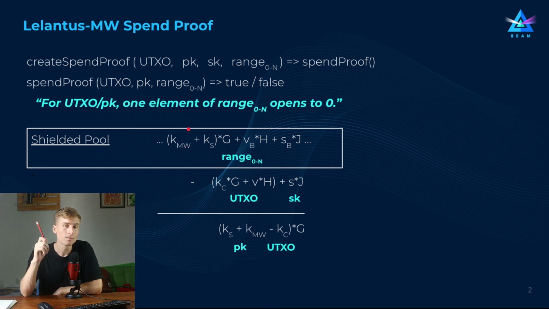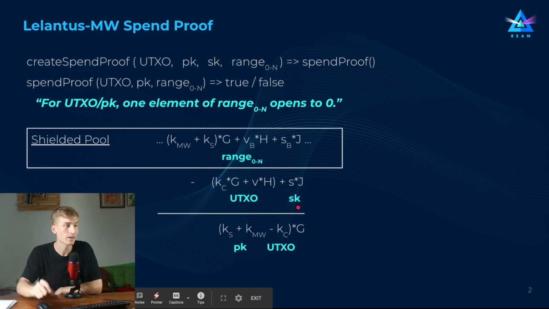So when Carol creates the spend proof, she does this first one and then leaves the result on the blockchain so that anyone can come along and do this second one, and it should open to 0. And this process is nothing new. It's called a Sigma protocol. In fact, the smallest unit of Beam, called a groth, is named after the author of that paper.